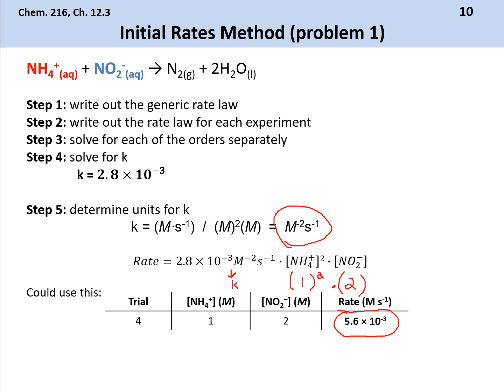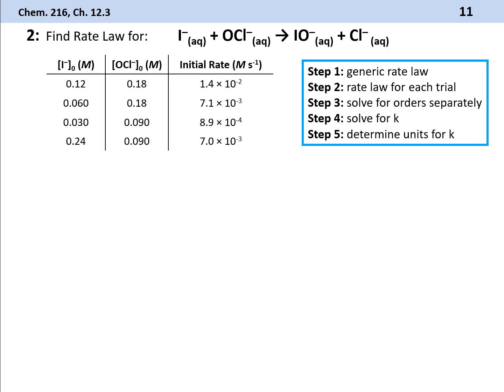I write out the generic rate law. Then I write out the rate laws for each one of those trials. I solve for each of the orders. Then I finally get K and the units for K. All right, here are those steps right over here.